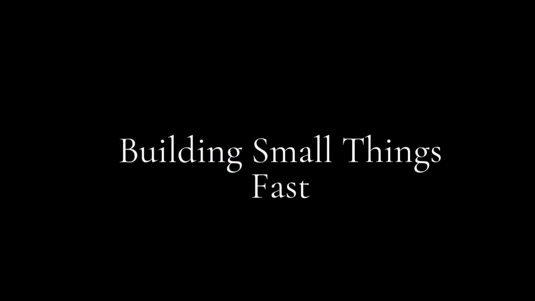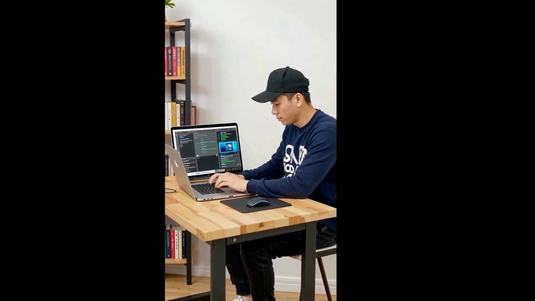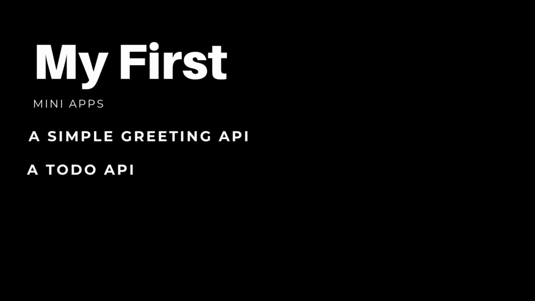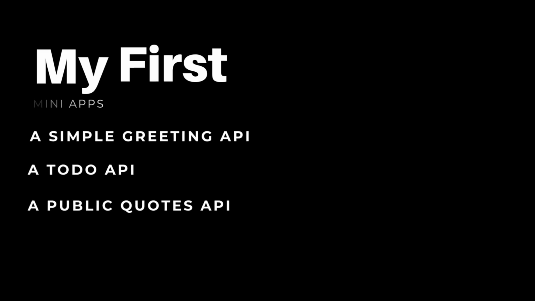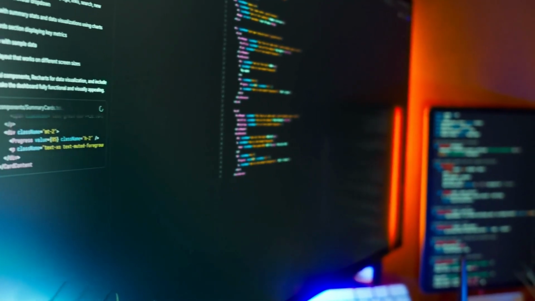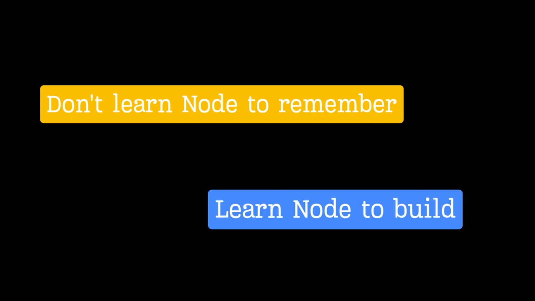Phase 5. Building small things fast. Instead of waiting to fully understand everything, I started building tiny, imperfect projects. My first mini apps: a simple greeting API, a Todo API, a public quotes API. Some were messy, but each one taught me something real. Lesson: don't learn Node to remember. Learn Node to build.